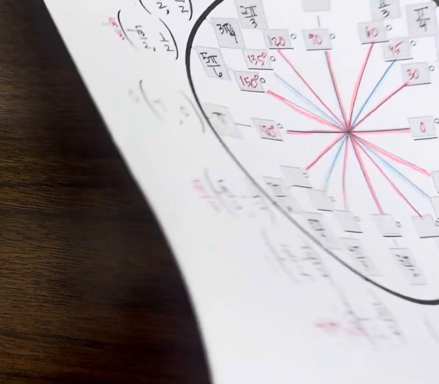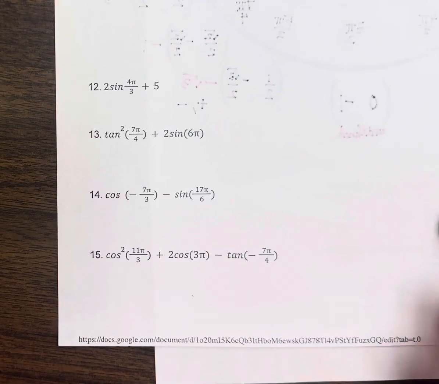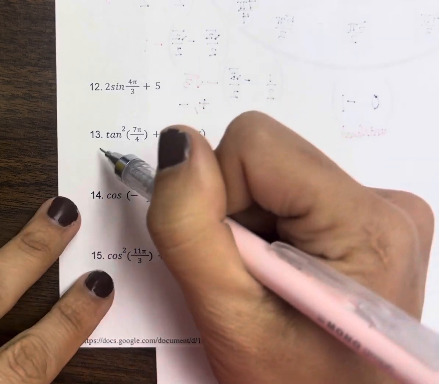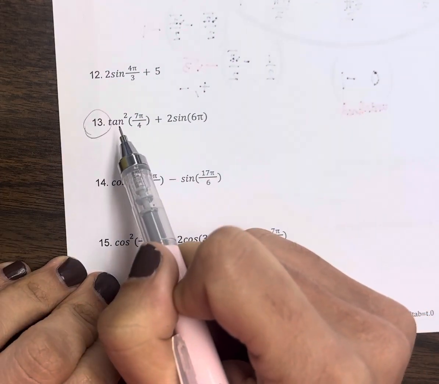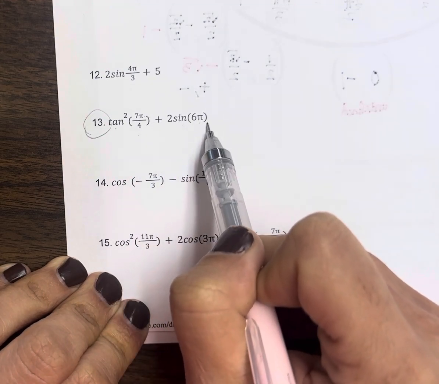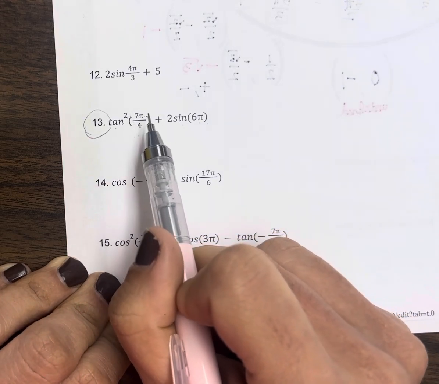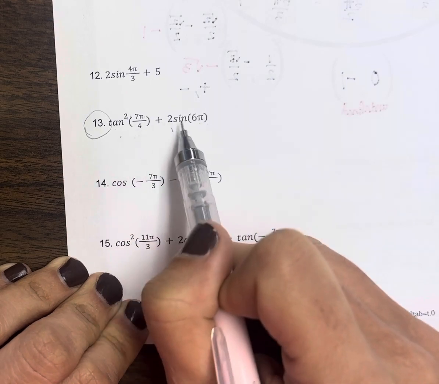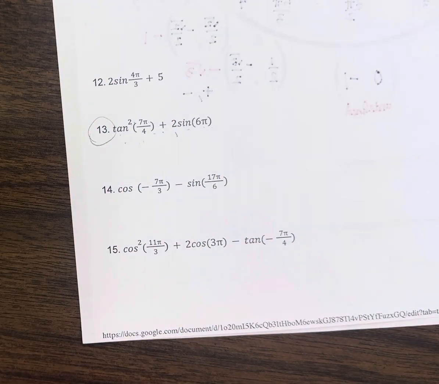Do we have another type of problem we should do? Oh, yeah, these tricky ones. Let's just do one of them. I'll do 13. So for these, if I had just given you tangent of 7 pi over 4, you'd probably do it. If I had just given you sine of 6 pi, you would probably do it. But for some reason, when I ask you to square what you get, double what you get, or add them together, you guys get stuck. But you can do all of this, all right? Just go one step at a time.